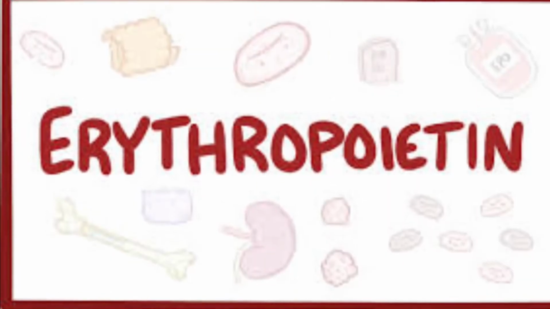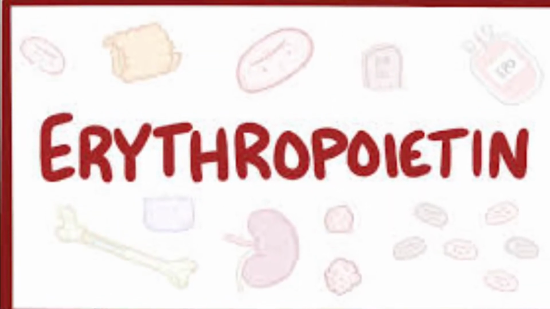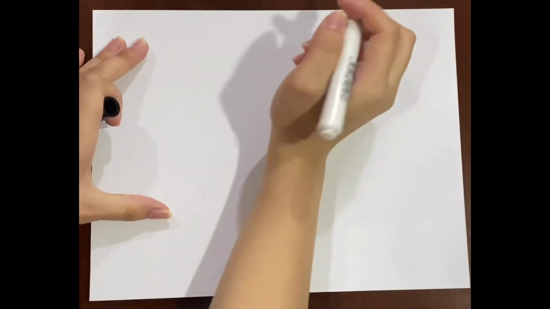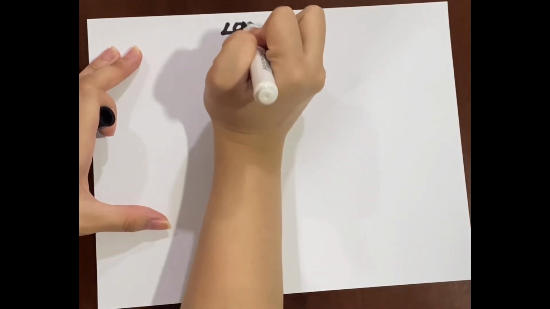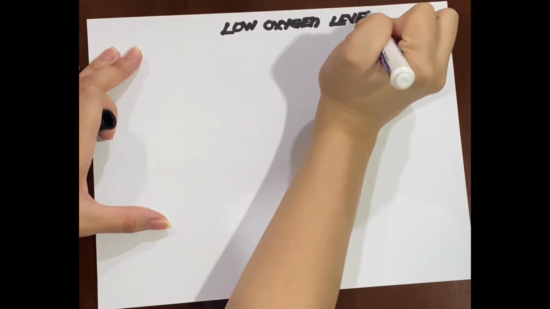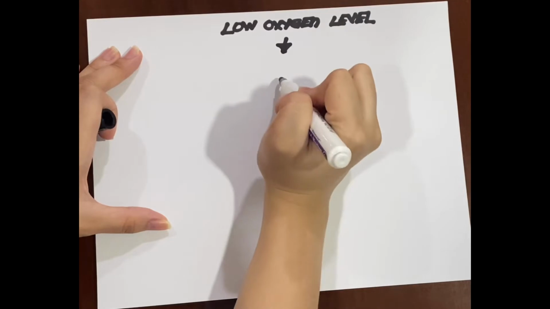For today's video, we will talk about first, erythropoietin, a glycoprotein hormone naturally produced in the kidney that stimulates red blood cell production.